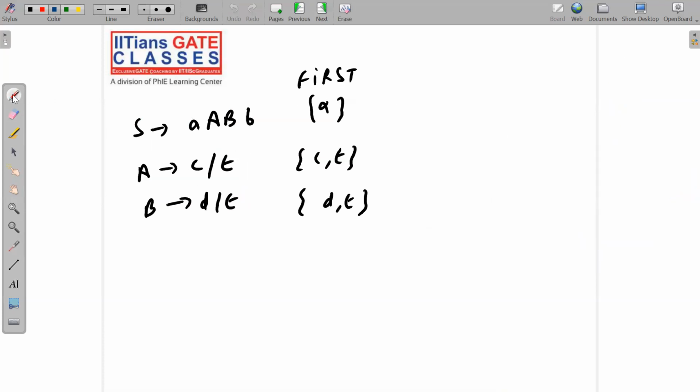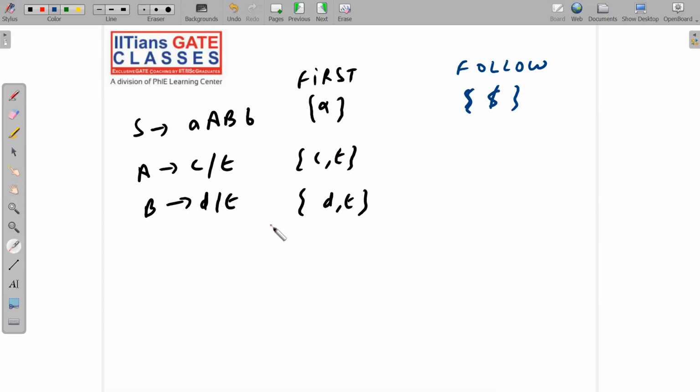So I'm jumping to the next slide now. Here we will try to find follow. So follow of capital S. Try to find capital S anywhere. We are finding capital S nowhere, so it will be dollar. Blindly you have to keep dollar. I'm repeating again and again.